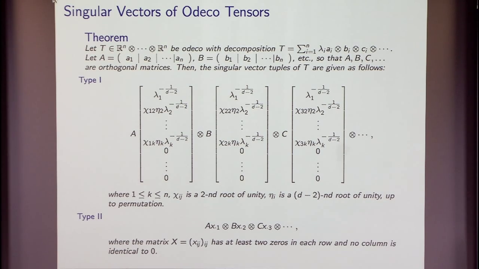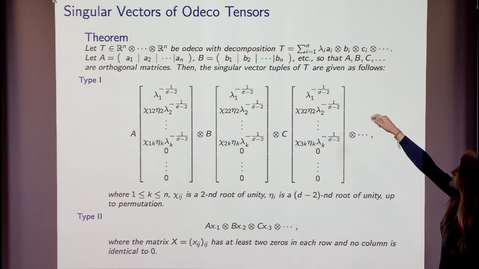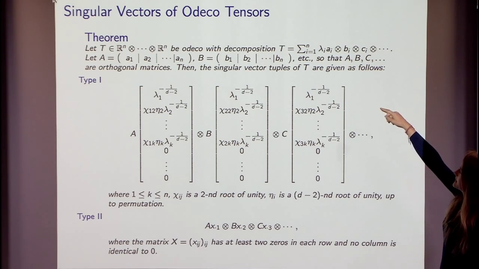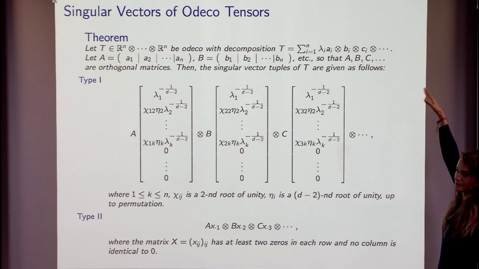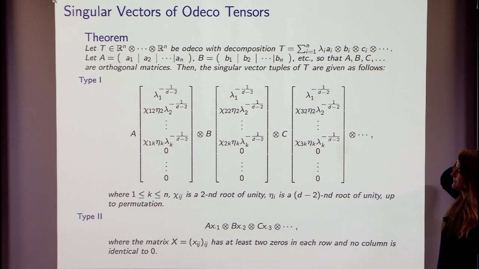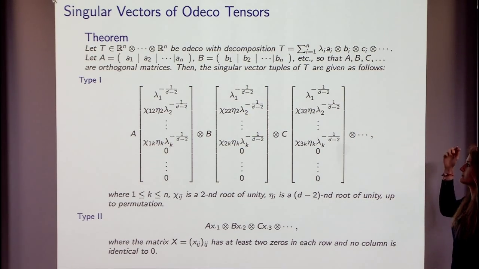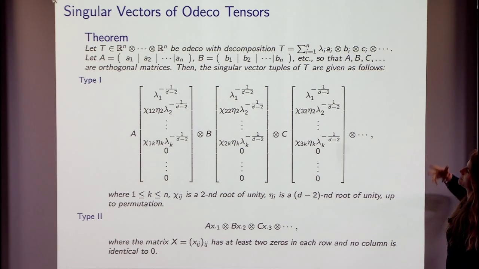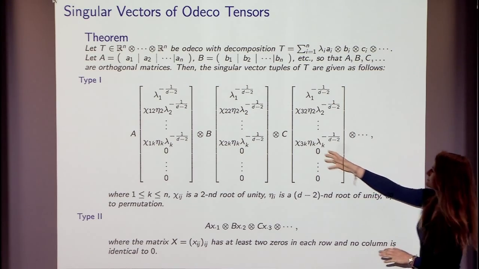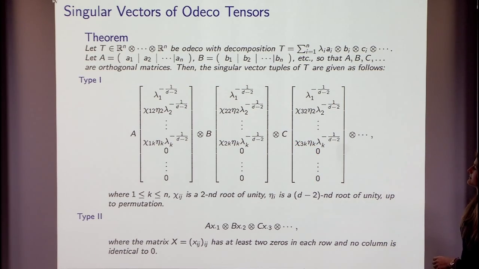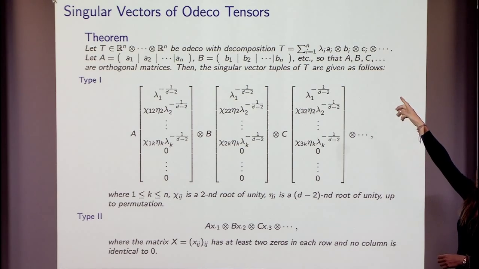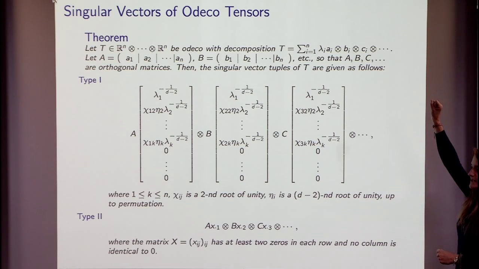So this might look scary, but hopefully it's not. Let T be an orthogonally decomposable tensor with decomposition like this: sum i from 1 to n, lambda_i, a_i tensor b_i tensor c_i, tensor dot dot dot. Let A be the orthogonal matrix with columns a_1, a_2 through a_n, and B the orthogonal matrix with columns b_1, b_2 through b_n, and so on. If we remove the A, the B, and the C, this tensor is exactly sum lambda_i, e_i tensor e_i tensor e_i tensor e_i.